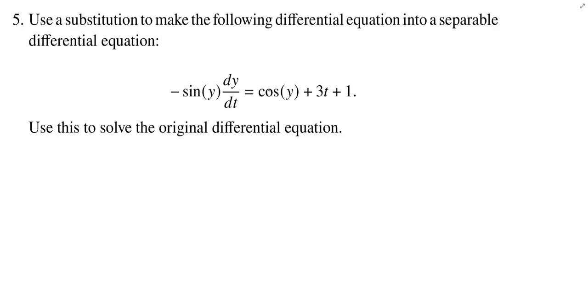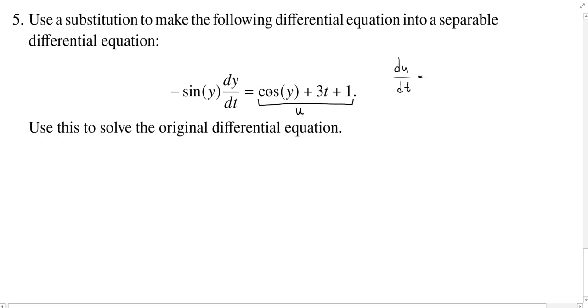Based on just the experience from our quizzes and our homework, it is reasonable to let our u be this quantity on the right-hand side of the differential equation. If we do, then we can compute the derivative of u with respect to t. The first function is a cosine, but not of t, but of y, so we have to use the chain rule. So this will be negative sine of y times dy/dt plus 3, and then plus 0.